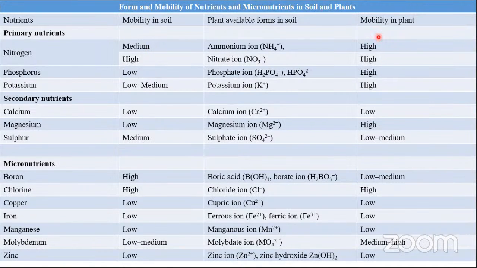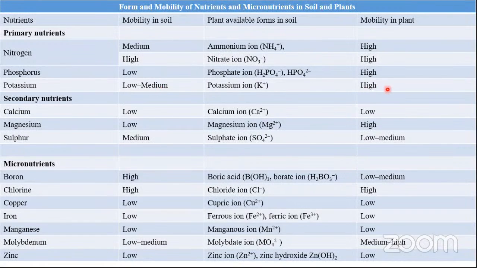In the plant, the movement of both forms of nitrogen, ammonium ion and nitrate ion, is very high. But coming to phosphorus, in soil it is very low because it is completely pH dependent. But in the plant it is very high. And coming to potassium, it is low to medium, students. Potassium is a very tricky element. We can't expect how it will behave here. In soil, potassium moves at low to medium levels.